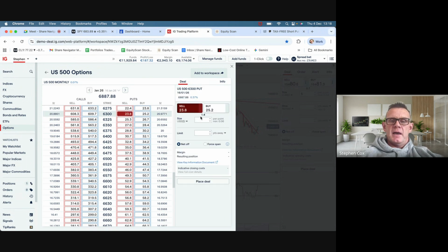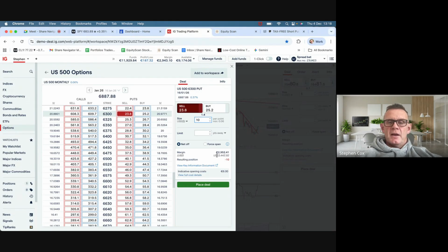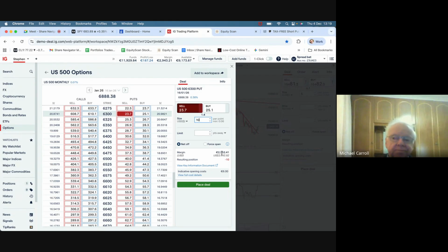That's what I'd be looking at there. I'd be going, okay, if I put a bet size of 10 on it, I know that I'm increasing my margin by 2,900. But as long as the S&P 500 doesn't fall to 6,300 between now and January the 16th, I'm going to make my 2% return on investment tax-free. Get it? Does that make sense?